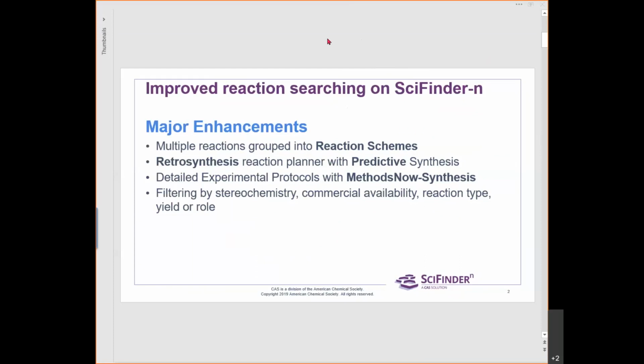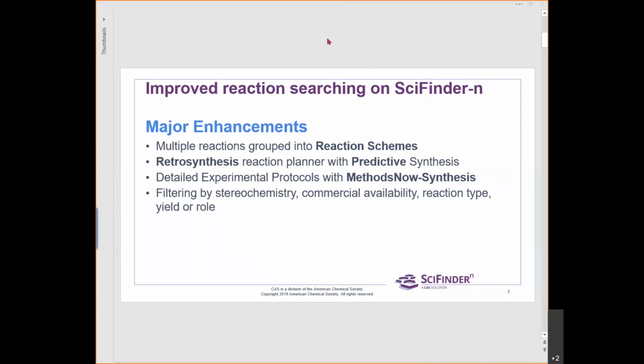The other piece you get in SciFinder-n is unlimited access to the detailed templated MethodsNow synthesis. We went back to the original journal articles and we re-indexed those so you have a nice, thorough, step-by-step synthetic method that you can pull out of SciFinder and view. So it's a nice option to our previous experimental procedures where we just extracted them from the references.